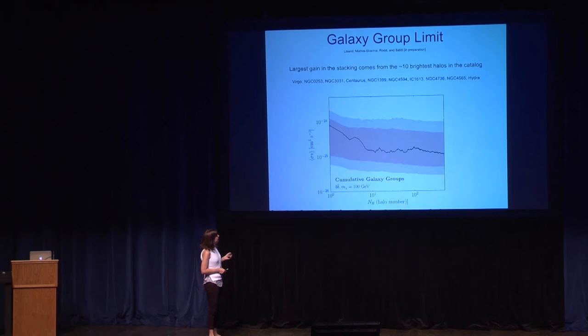And if you're wondering, we start off with about 500 of these galaxies, so how many are actually dominating and contributing to this bound? This is showing how the bound increases as you increase the number of halos that are stacked together for a dark matter mass of 100 GeV. You can see that you get about an order of magnitude improvement from doing the stacking. Most of that improvement comes from adding in the first 10 or so of these groups. I've listed up here what these 10 groups are in case you're interested.